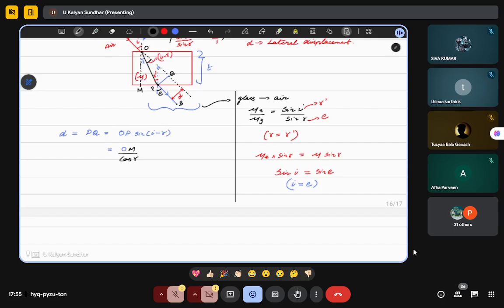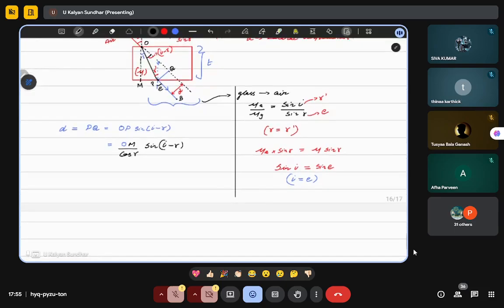Because OP is the hypotenuse, which has got nothing known. Right? What I know is only the thickness. So the thickness is OM one. Correct? So OM, the thickness, I can easily take out, and this stays as it is: sin I minus R value.